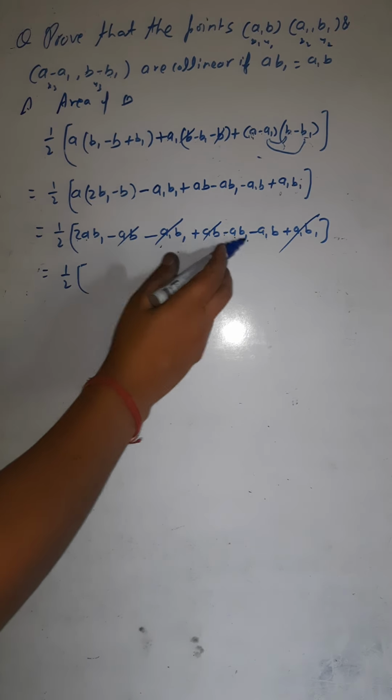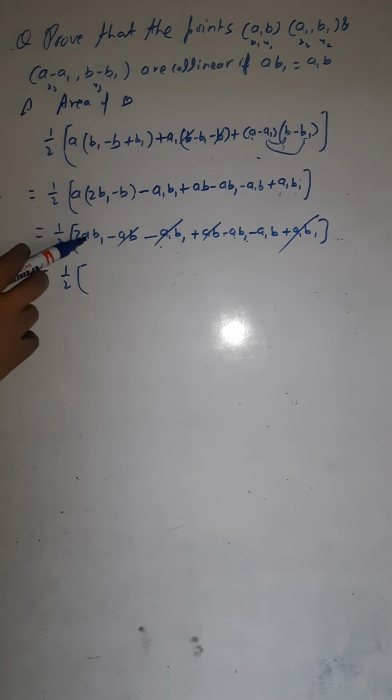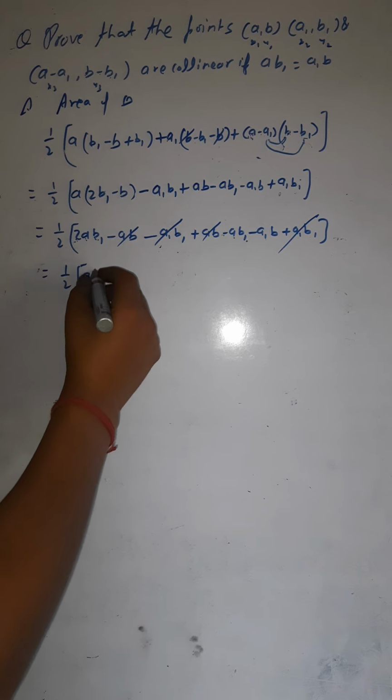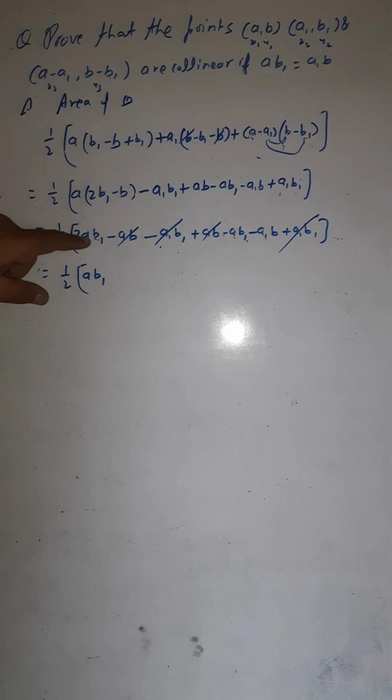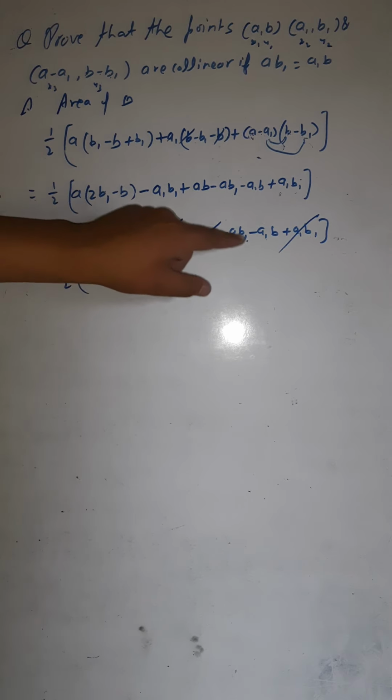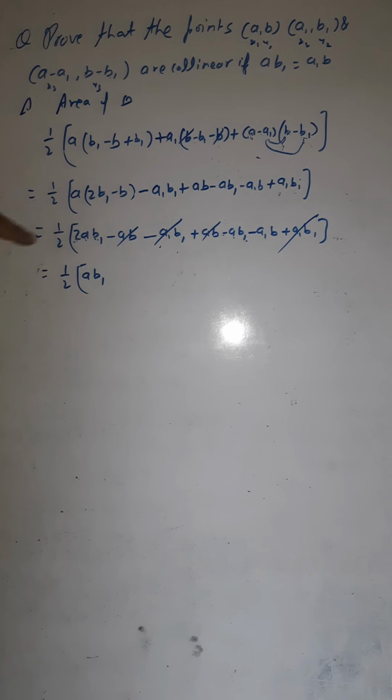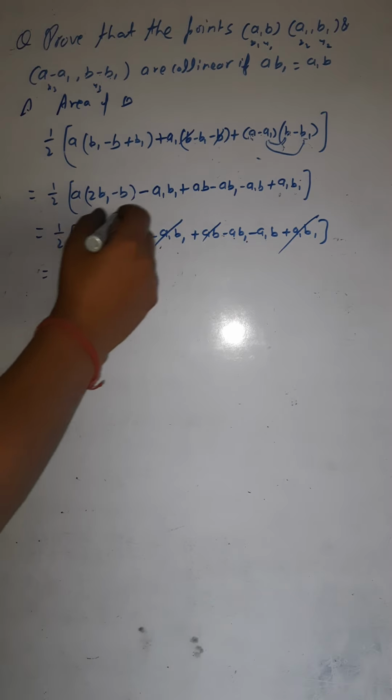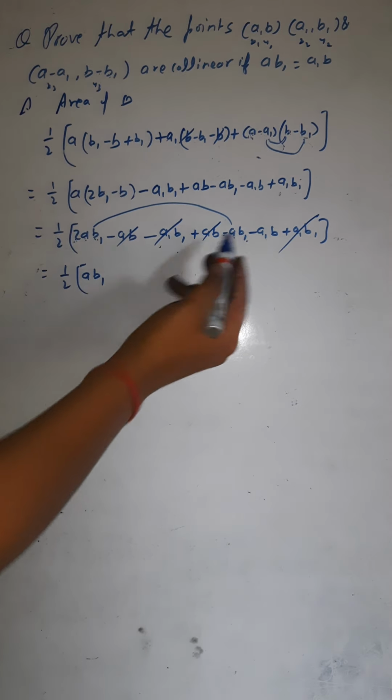2ab1 minus ab1. How much is left? 2ab1. How many ab1 here? 2ab1 minus ab1 would be ab1 only. Look here. Here ab1 how many? 2. Here ab1 1. So 2 minus 1 is 1. So 2ab1 minus ab1 would be ab1. Now what is left? Minus a1b.